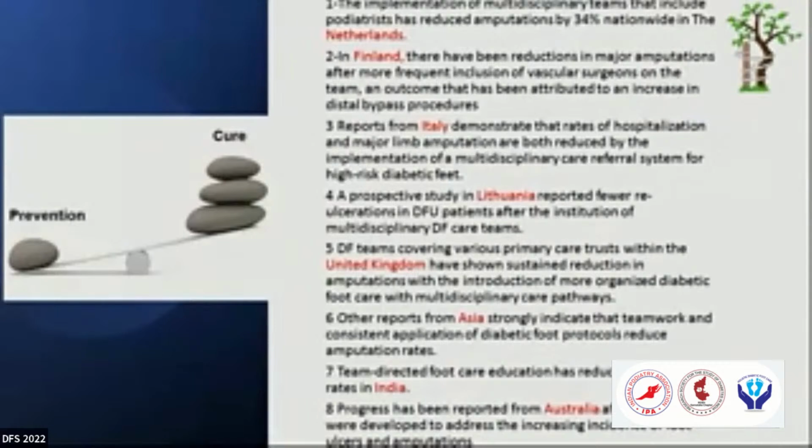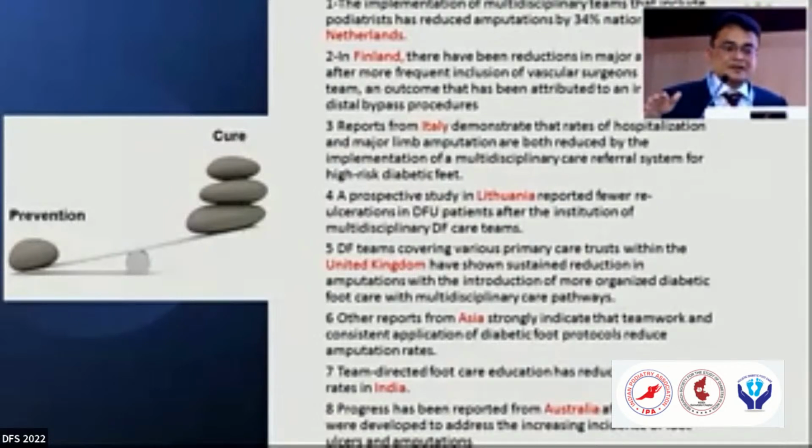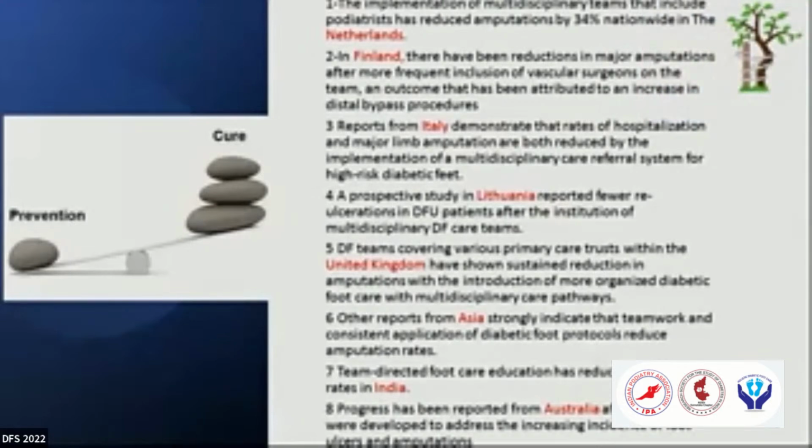And looking at the series of publications, I think this is the only time I saw NATO and non-NATO countries not at war with each other. Many of the countries, maybe Netherlands, Finland, Italy, Lithuania, United Kingdom, Asia, India, Australia, everybody together in their publications confirmed the limb can be saved. This is the theme. The limb can be saved in diabetes mellitus only when there is a multidisciplinary team approach. Otherwise, there is a risk of actually losing the limb. And this should be the take-home message as a big fact today.